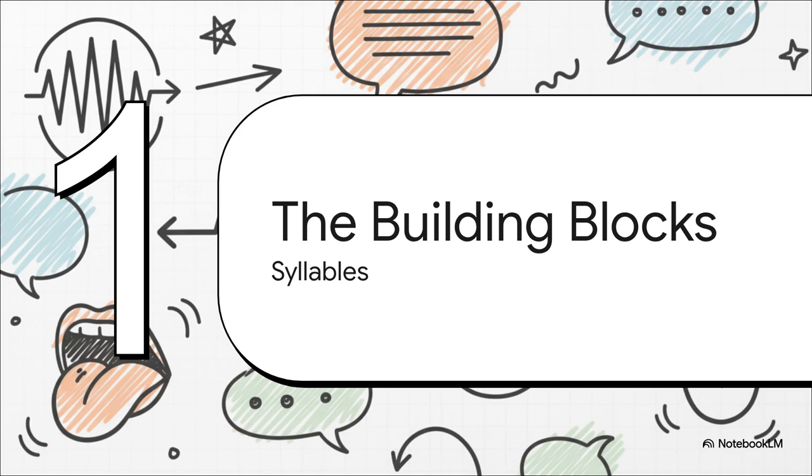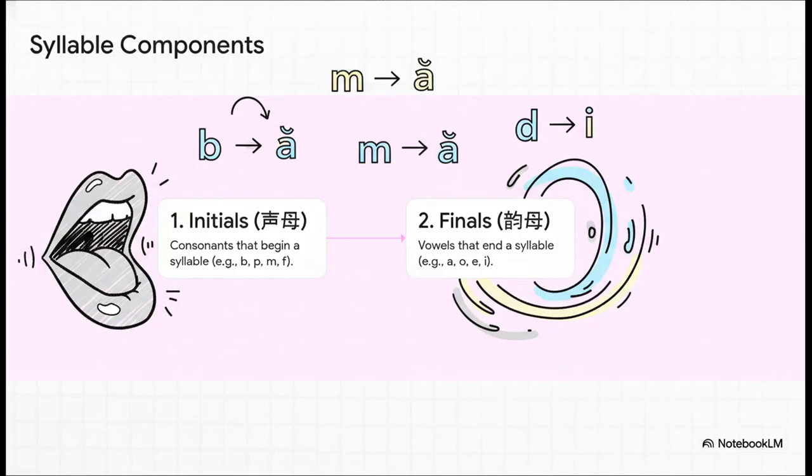Every single sound in Mandarin is built from just a couple of basic pieces that come together to form a syllable. Let me show you how it works. Okay, so every syllable has two main parts. First up is the initial. That's just the starting consonant sound, like the B sound. And then you've got the final, which is the vowel sound that comes right after, like the ah sound. You put an initial and a final together, and bam, you've just built a Mandarin sound.